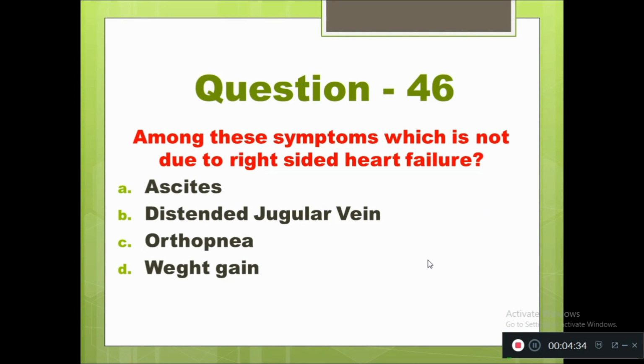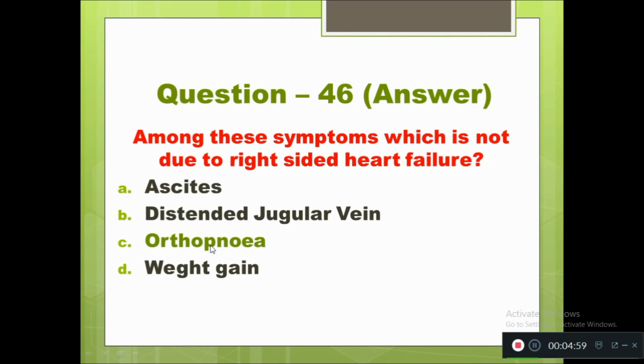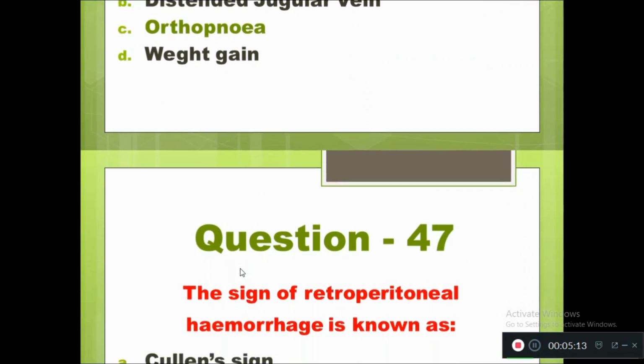Question number 46. Among these symptoms, which is not due to right-sided heart failure? Option A, ascites, option B, distended jugular vein, option C, orthopnea, option D, weight gain. The right answer is orthopnea. Orthopnea is a symptom of left-sided heart failure, whereas ascites, distended jugular vein, and weight gain are symptoms of right-sided heart failure.